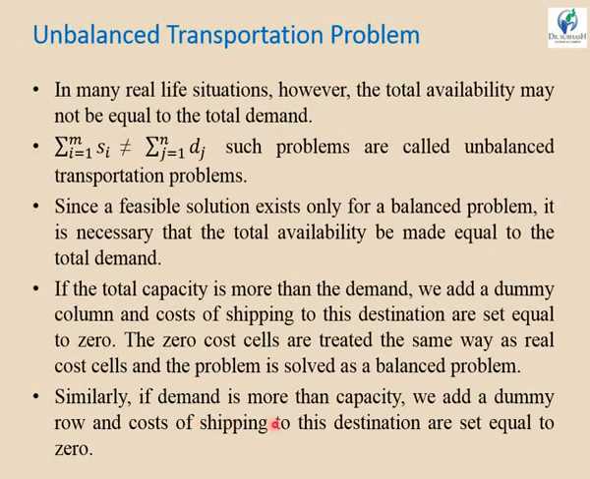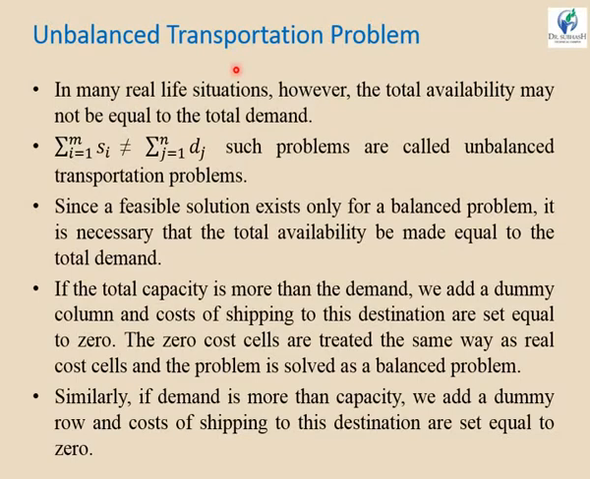Similarly, if the demand is more than the capacity, then we will add a dummy row, and all the cells within that dummy row will be assigned 0 value, and accordingly the problem will be made a balanced problem. So this is all about unbalanced transportation problem. So what is your first task? Your first task will be to convert that unbalanced transportation problem into a balanced problem, depending on the situation, whether the demand is higher or whether the supply capacity is higher. Accordingly you will have to make the adjustment and convert the problem into a balanced problem.